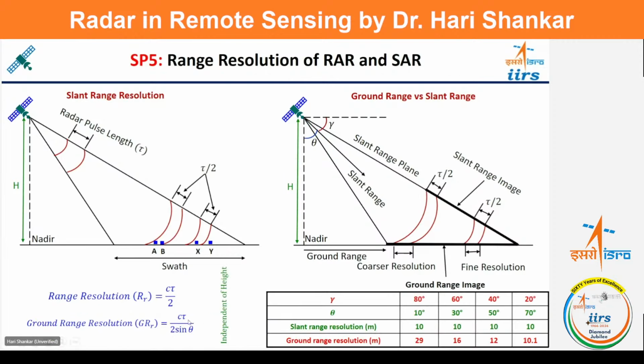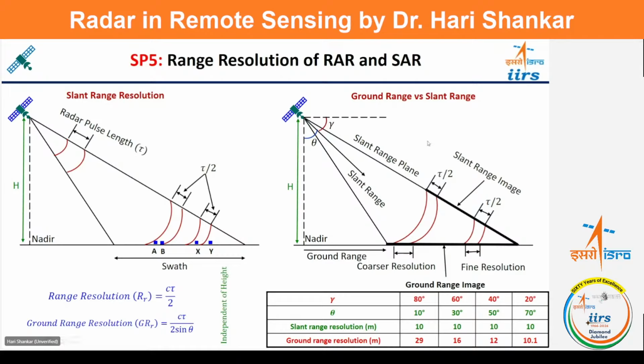Now this ground range resolution formula is similar to the slant range formula, c tau by 2, but it is divided by sine theta. Theta is the look angle, not the depression angle. Okay, if you want to write it in terms of depression angle, then it will be sine of (90 minus gamma), that is cos gamma. So in that case you can write c tau upon 2 cos gamma.